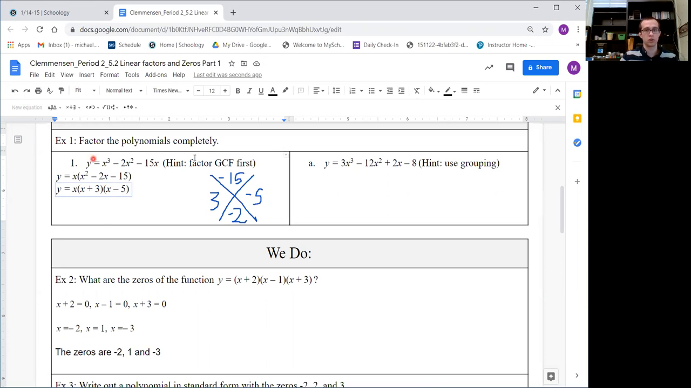All right. First thing I did was I factored out my GCF that I noticed was in there, and then I factored the 2 completely, using my x method for this one. Are there any questions on how I factored this?